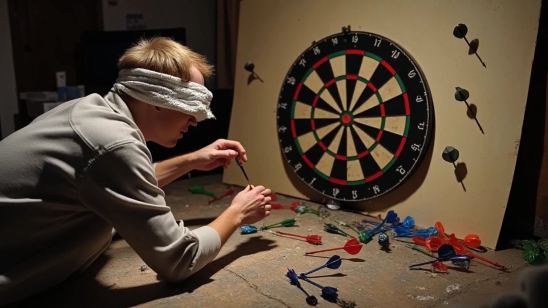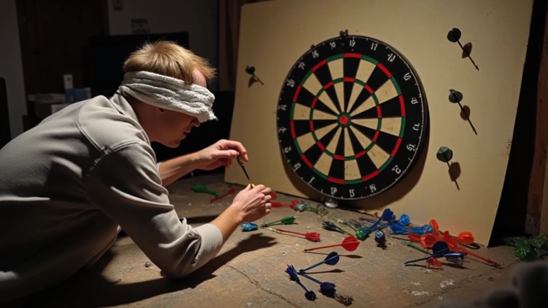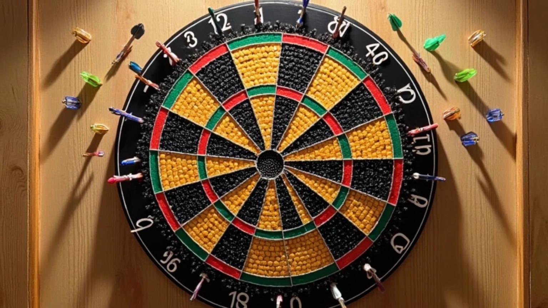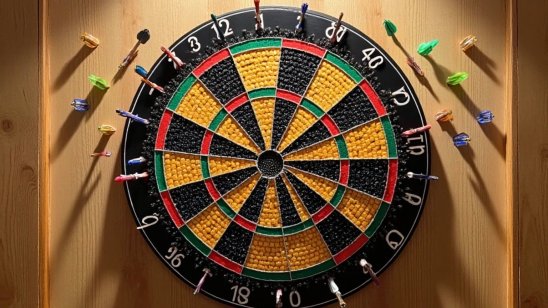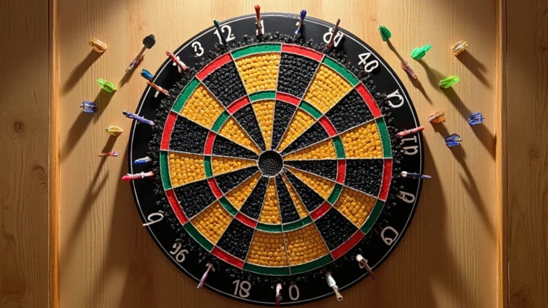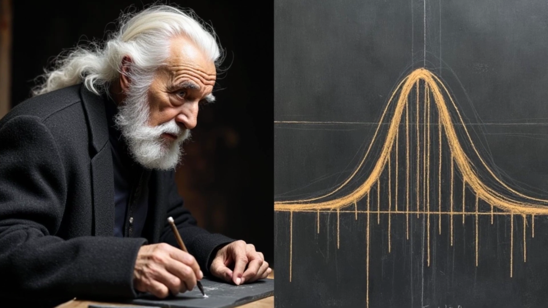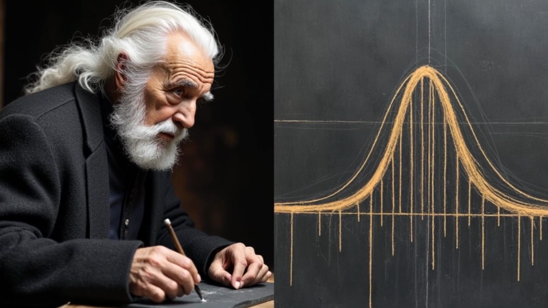Imagine you're throwing darts at a dartboard, but you're blindfolded and slightly drunk. Most of your darts will cluster around the center, some will scatter to the sides, and a few unlucky throws will end up in the wall behind you. Plot those dart positions on a graph, and you'll get that familiar hill shape.